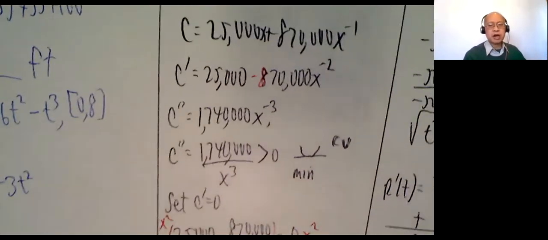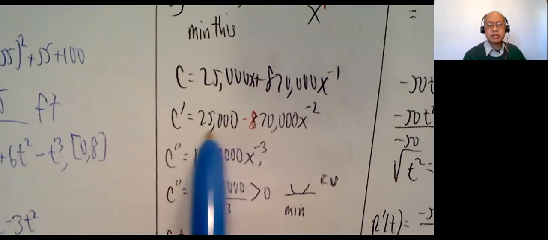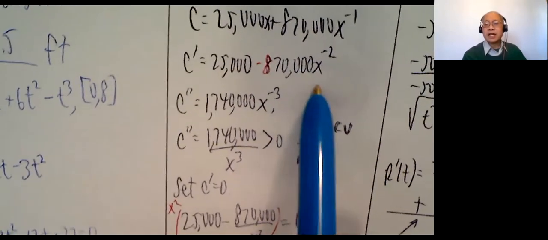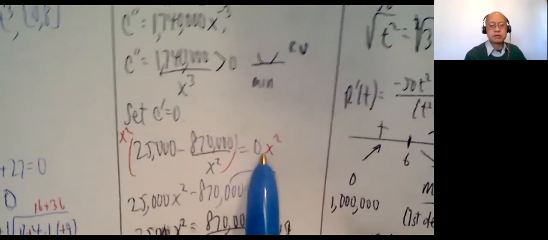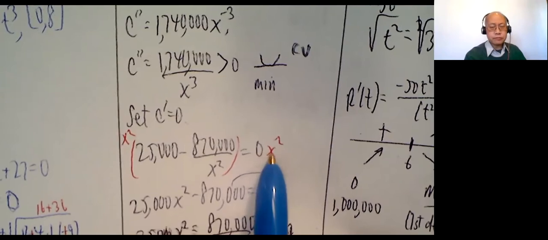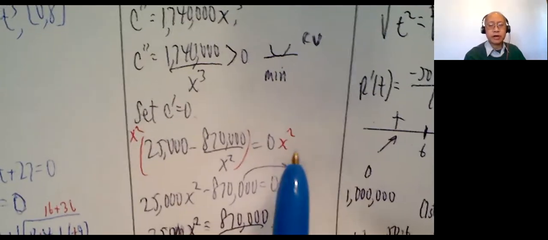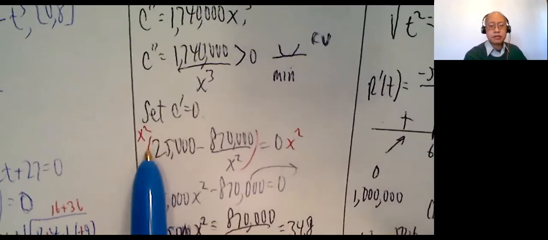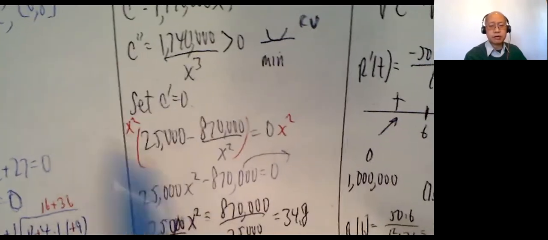All right, so I set C prime equal to 0, and then I should be home free. So C prime was this thing, 25,000 minus 870,000 x to the negative 2, write it as over x squared, right? Equals 0. Don't like the fraction, so multiply both sides by x squared. 0 times x squared is 0. That gives me 25,000 x squared minus 870,000. x squared cancels out.